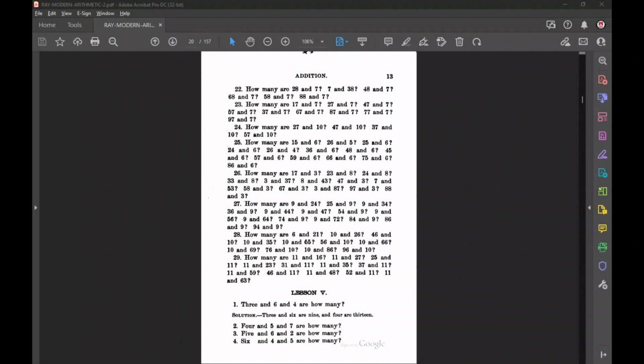Now, lesson 5 assumes that you already have memorized the addition facts, okay? So if you haven't memorized the addition facts, you need to do that before you study lesson 5. But if you have learned the addition facts, let's work on lesson 5 and practice intellectual arithmetic. Okay, let's look at number 1. We have a question, number 1 in lesson 5. Our textbook asks us, 3 and 6 and 4 are how many?